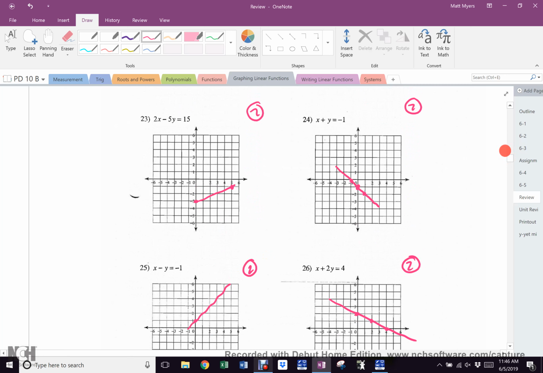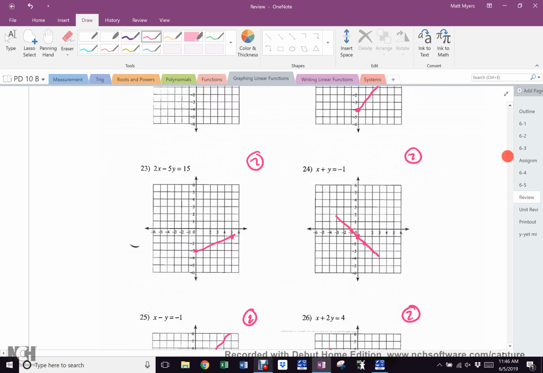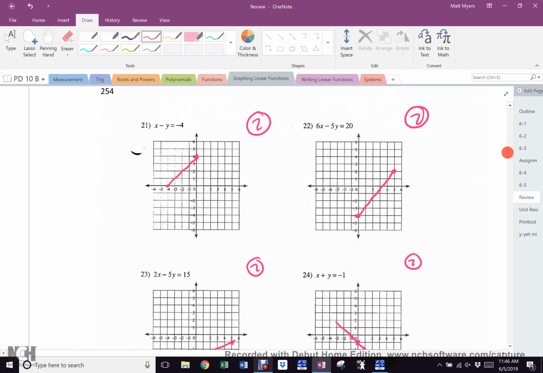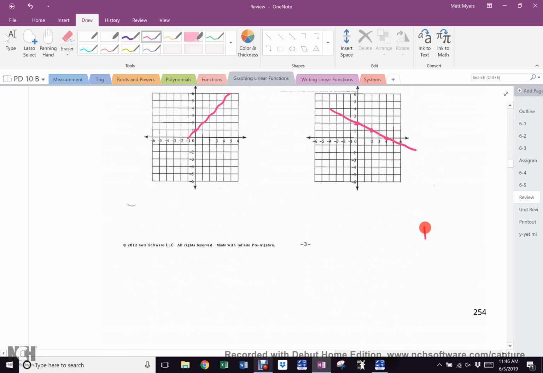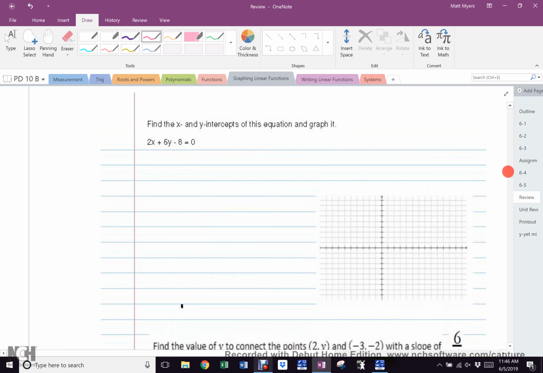I don't expect questions up to 26. You should all be able to do that in your sleep. That page is out of 2, 4, 6, 8, 10, 12. Now we're into a bit of business.